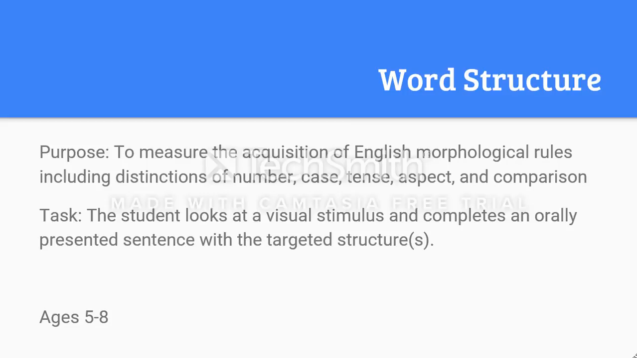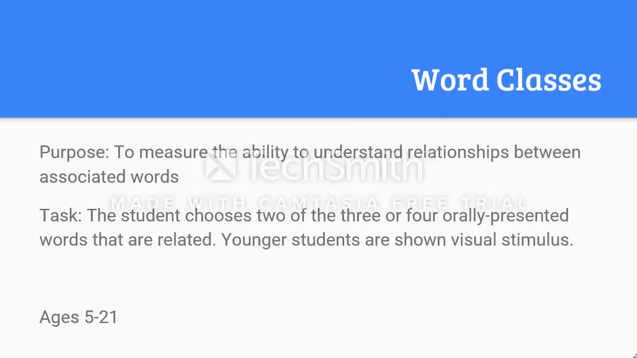Okay, the next subtest is the Word Structure subtest, and this subtest is useful for measuring the child's acquisition of morphological rules, including distinctions of number, case, tense, and some examples of these would be things like plural s and irregular past tense verbs. And this is accomplished through having the student look at a visual stimulus and complete an orally presented sentence with the target structure. And this subtest is useful for ages 5 to 8.